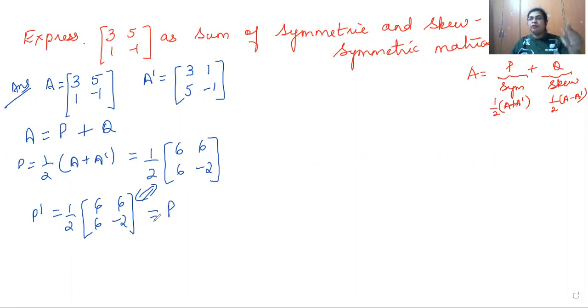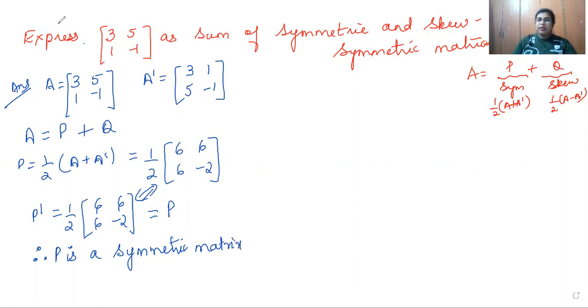So what you have proved, what type of matrix is P then? It is a symmetric matrix. Therefore, P is a symmetric matrix. This conclusion is very important. So the first case you have proved, that is the 1 mark. So symmetric is done.